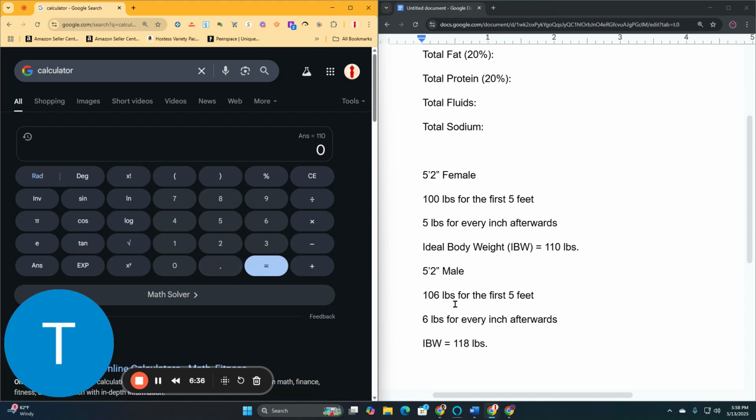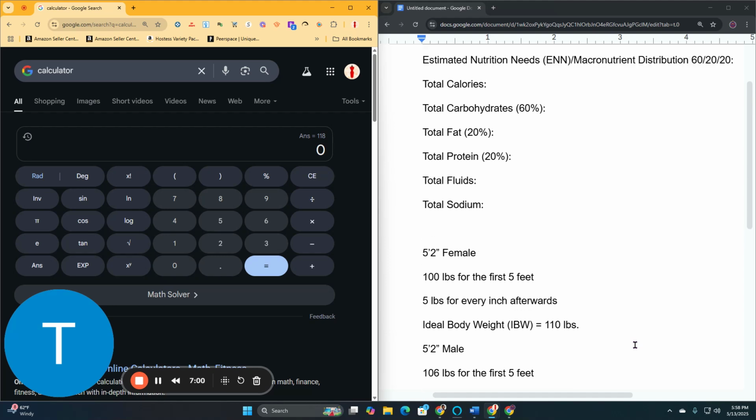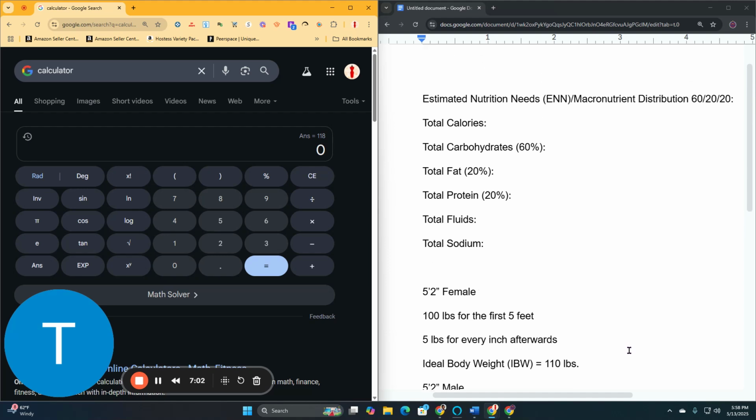All right, for the male, 5'2". The first 5 feet is 106 pounds. And then it's 6 pounds for every additional inch afterwards. So 6 times 2 in this case, that's 12 plus 106 pounds because of the 5 feet, and 118 pounds. Okay, so we're just using this for calculations, and I just wanted to tell you how we came up with the ideal body weight so that you understand that part.